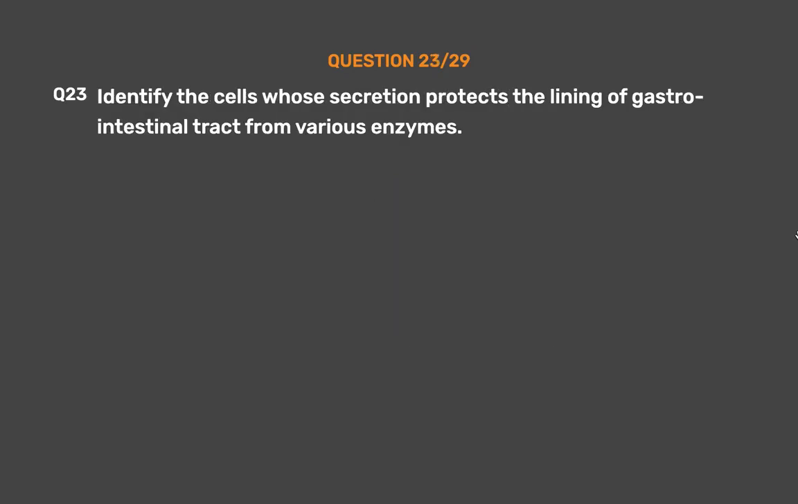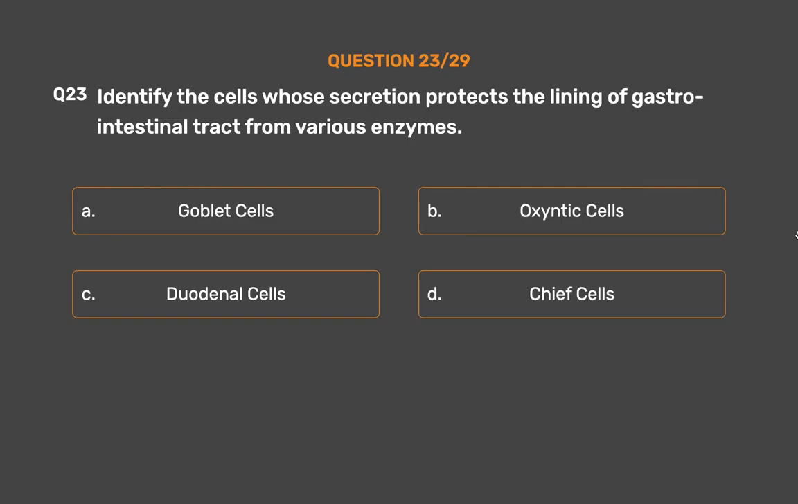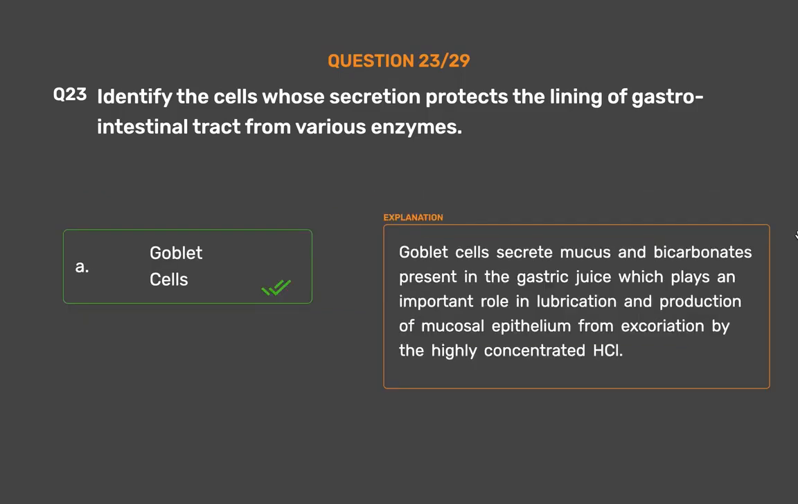Question number 23. Identify the cells whose secretion protects the lining of gastrointestinal tract from various enzymes. Option A, Goblet cells. Option B, Oxyntic cells. Option C, Duodenal cells. Option D, Chief cells. The correct answer is Option A, Goblet cells. Goblet cells secrete mucus and bicarbonates present in the gastric juice, which plays an important role in lubrication and protection of mucosal epithelium from excoriation by the highly concentrated HCl.